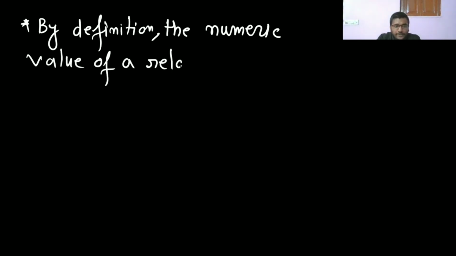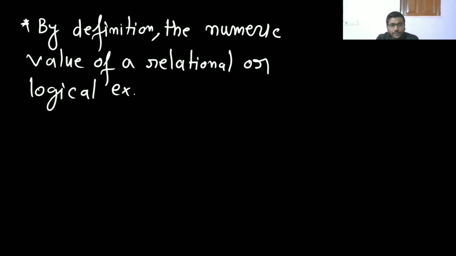Now we will see the not operator, that is unary. So by definition, this is the last topic. By definition, the numeric value of a relational or logical expression, if it is true, is going to be 1.